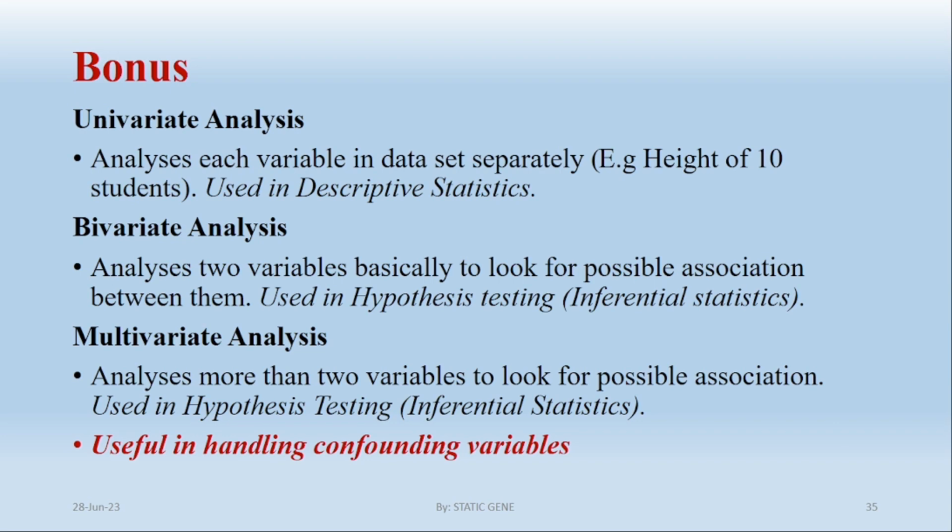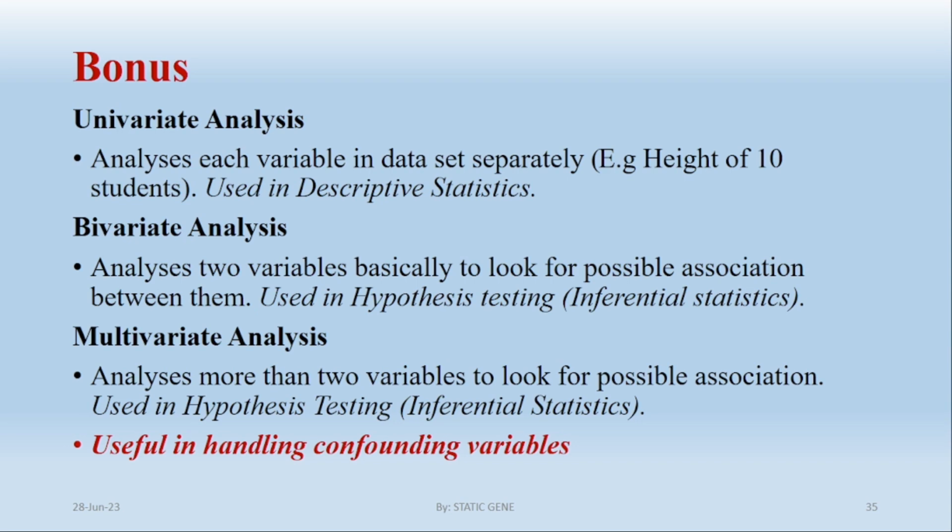In univariate analysis, this is where you analyze each variable in the data set separately. For example, analyze the height of students, the gender of your participants, the age group of your participants. That would become a univariate analysis, and we majorly use descriptive statistics.